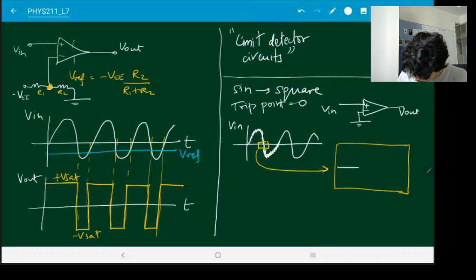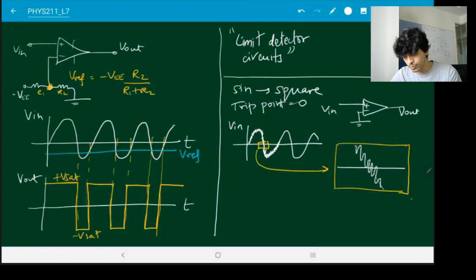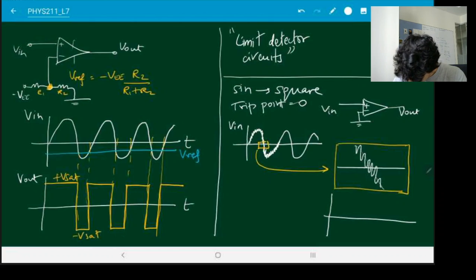So here is your 0 volts, and we expect that the sine wave is coming down like this, but actually it isn't. It might have some small wiggle, some fluctuations on it. Now what happens when you pass this through a comparator circuit? All hell will break loose, because you see it is crossing 0 over here, then over here, then over here.